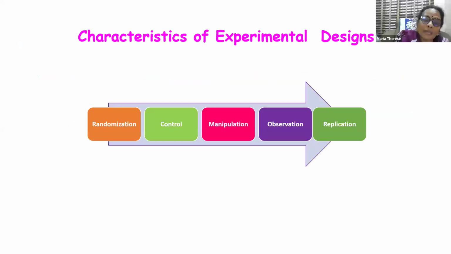And let us see some of the characteristics of experimental design. There are 5 characteristics, which we will see one by one. When we think about experimental research design, see to it that it possesses all these characteristics: randomization, control, manipulation, observation, and replication.